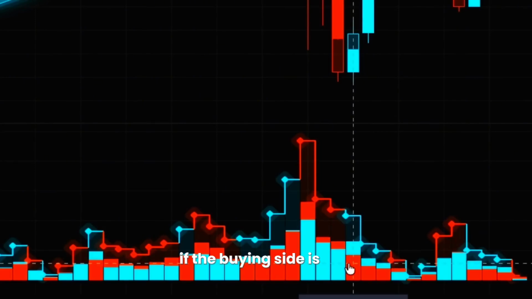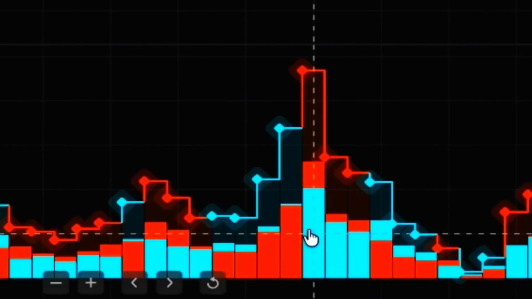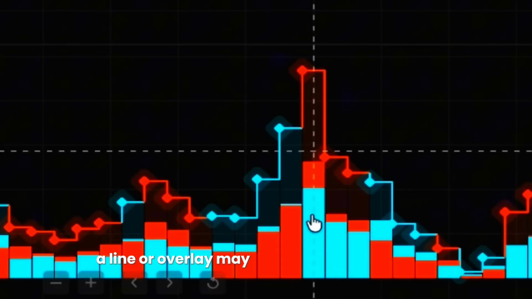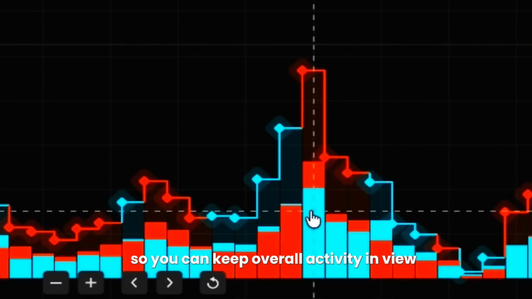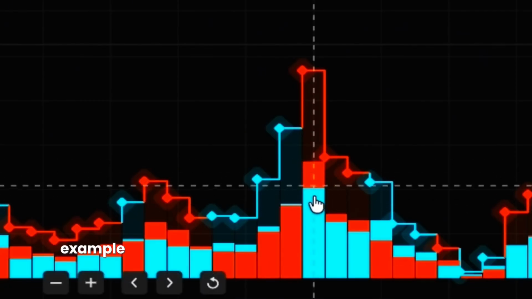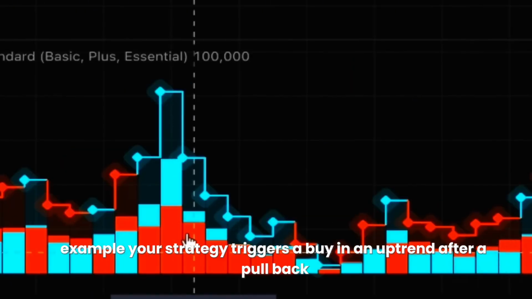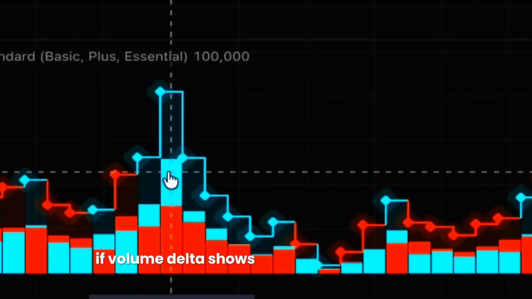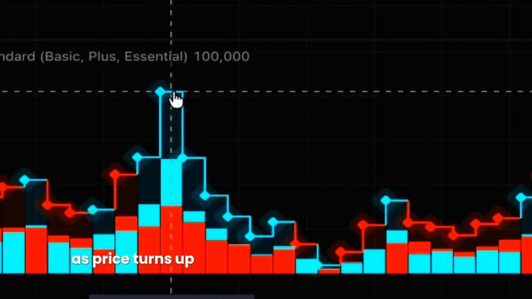If the buying side is larger, it suggests stronger buy-side pressure. A line or overlay may still represent total volume, so you can keep overall activity in view. This indicator can be powerful for confirmation. Example: your strategy triggers a buy in an uptrend after a pullback. If volume delta shows buying volume expanding and selling volume shrinking as price turns up, that alignment supports continuation.